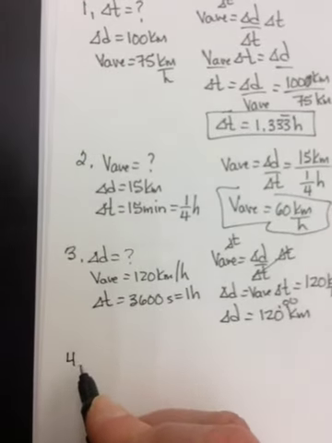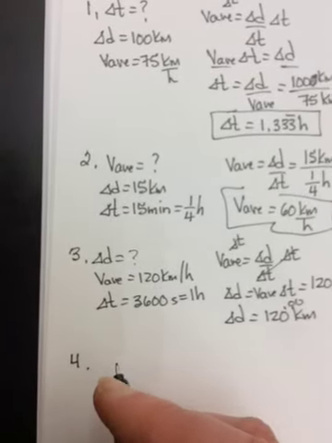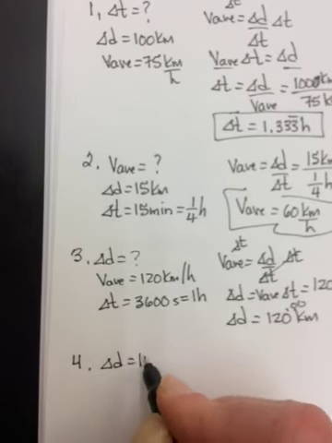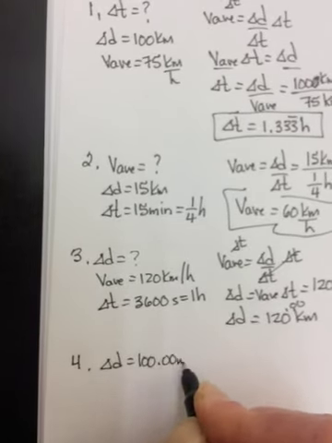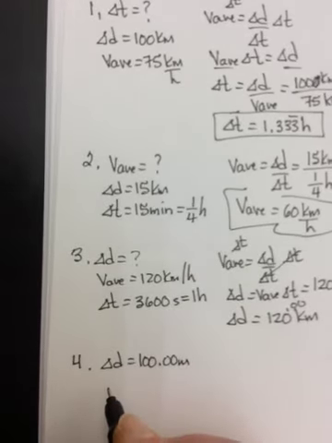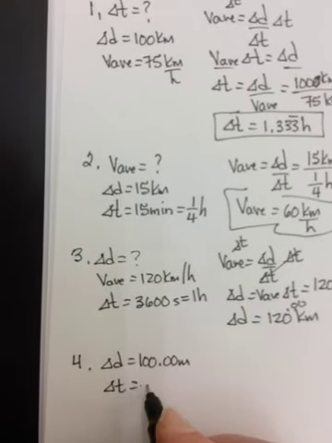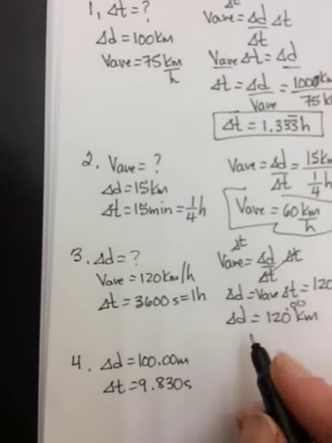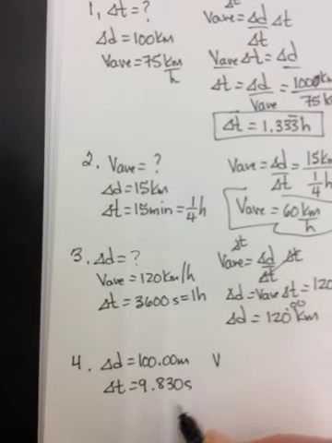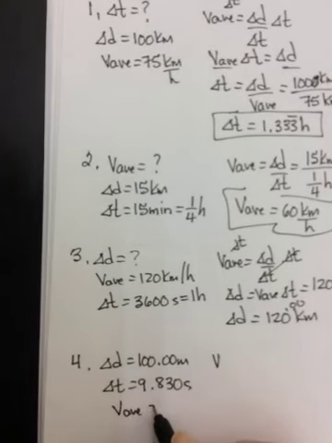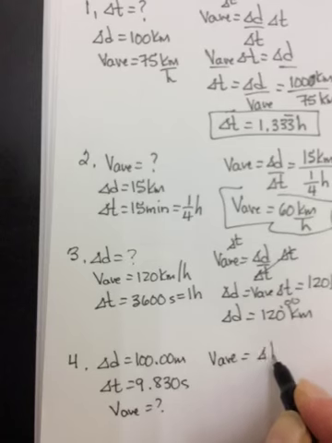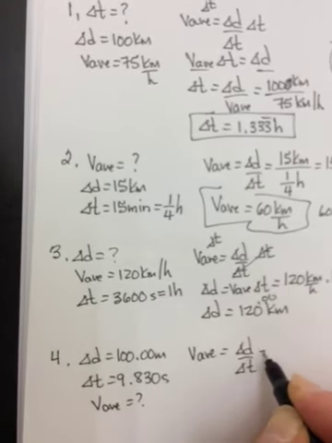Number 4. An Olympic athlete runs a 100-meter sprint. So 100, I'll try to put all my zeros on and then I won't have to look back, in 9.830 seconds. What is his speed? So we're looking for his average speed. So v-av is equal to delta d over delta t.